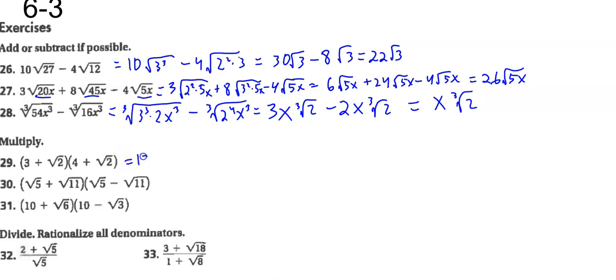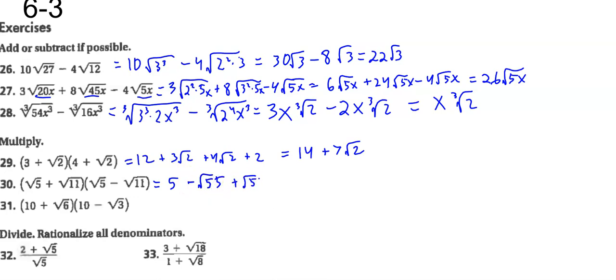Okay. Foil these guys together. So first would be 12. Outside would be plus 3 root 2. Inside is plus 4 root 2. Those go together nicely. Plus square root of 4, which is 2. So we end up getting 14 plus 7 root 2. Foil these guys together. Square root of 5 times square root of 5 is square root of 25, which is 5. Outside, I think these are going to be different squares. These are probably going to lop off in just a second, but let's just do it. So minus square root of 55 plus square root of 55. Those do lop off. And then last would be minus square root of 121, which is minus 11. So 5 minus 11 is negative 6.